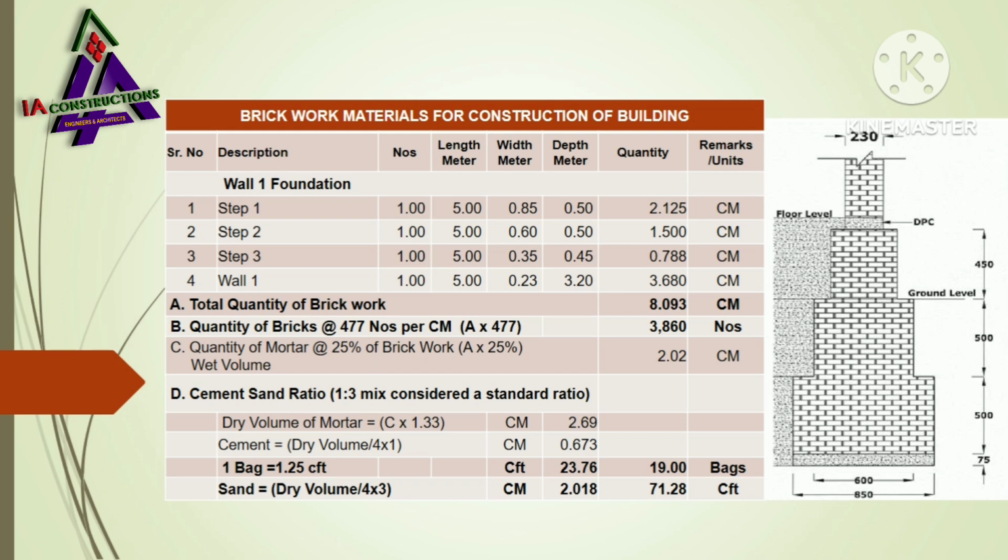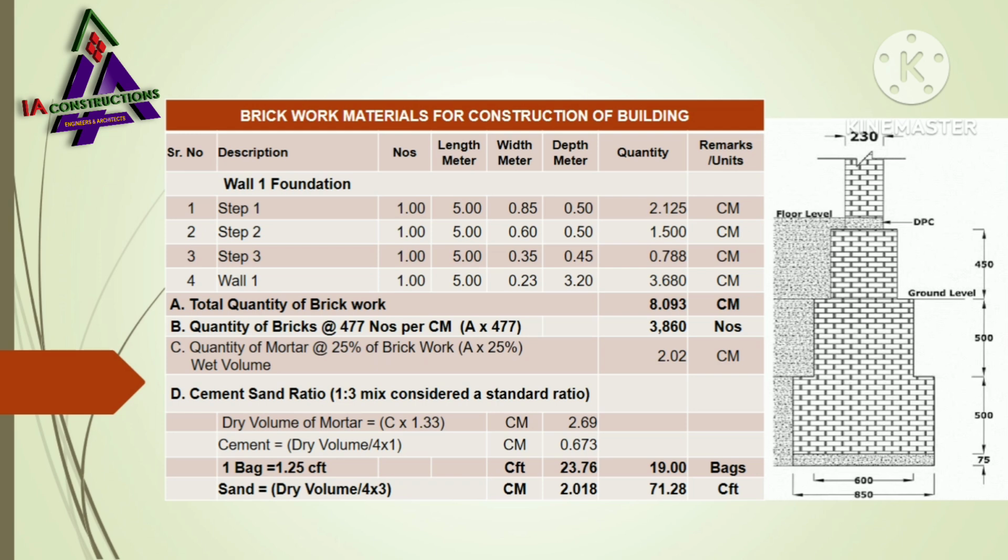The mix ratio of cement sand mortar for brickwork depends on type of bricks and the intended use. The most common ratio is 1 part cement to 3 parts of sand. Now by applying 1:3 mix ratio on dry volume of mortar, we will find out quantity of cement and sand as under.